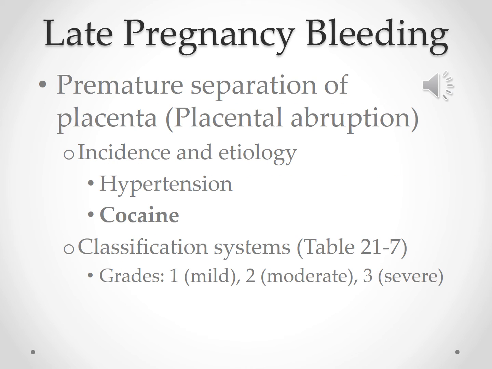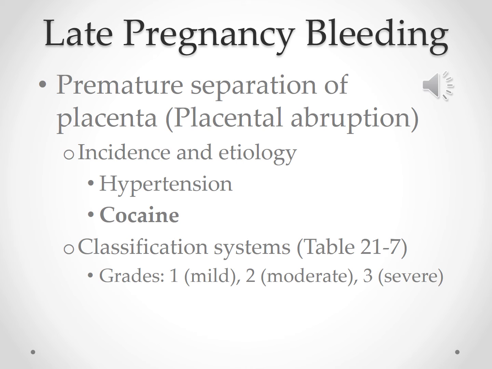Alright, so we're going to talk about late pregnancy bleeding now. If the placenta separates from the uterine wall before the birth of the fetus, we have a premature separation or a placental abruption. Abruption occurs in 0.4 to 1.3% of pregnancy, so it's not a very common thing to have happen, but it is an OB emergency when it does.